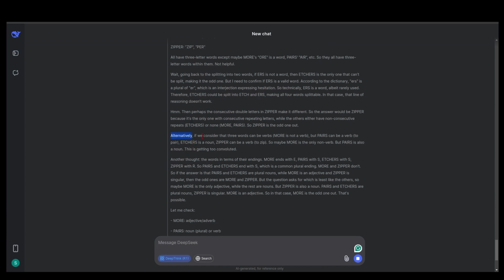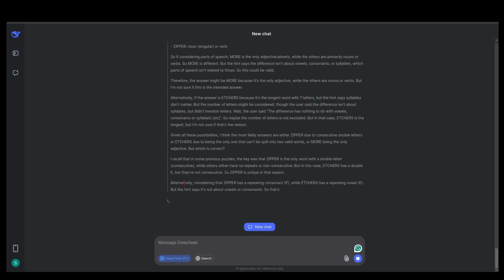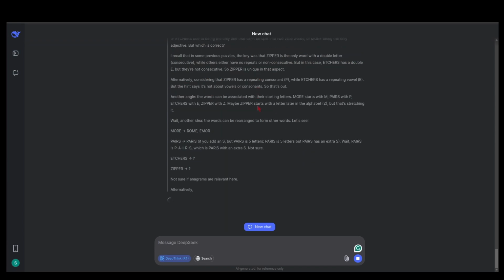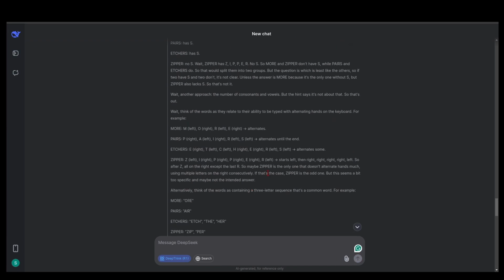Again, we can say alternatively if we consider that 3 words can be verbs. More is not a verb. Another thought, and it's still going on and on. Alternatively, another angle. Come on, give me just one word, please. Finally, it says zipper. The word least like the others is zipper. That's quite a thought-through reasoning.